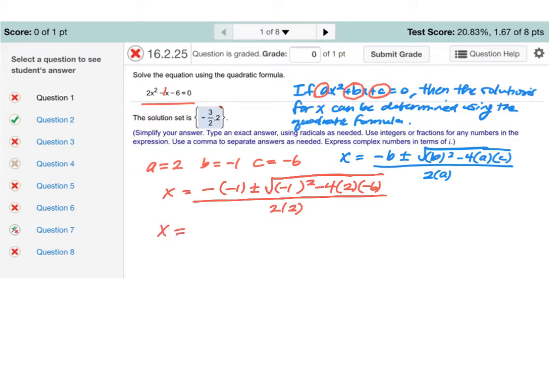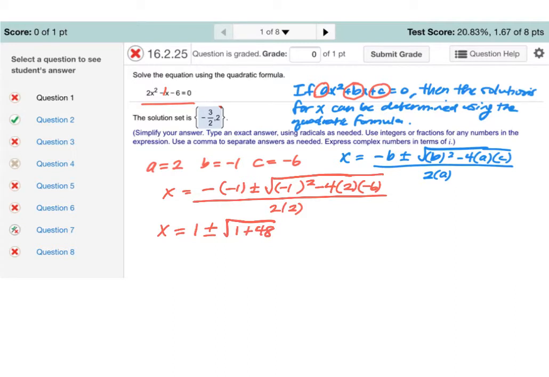Okay, so we want to clean this up to determine our solutions for x. We have a negative of negative 1, which will become positive 1, plus or minus the square root of negative 1 squared is a positive 1, minus 4 times 2 times negative 6. So 4 times 2 times negative 6 will give us a negative 48. And since that is minus a negative 48, this will become plus 48.